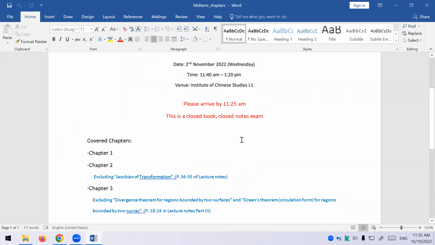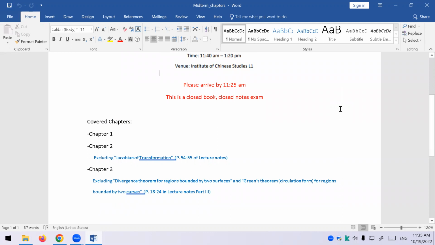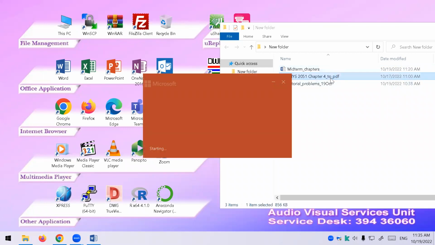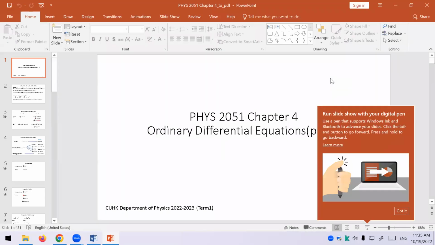Are there any questions about the midterm? Okay, so if not, we'll continue with chapter 4, the ODE. First I will talk a little bit about a method that we will use to solve a specific type of differential equation, and then you'll go work on one tutorial problem. Then after that I will talk more, and then you work on the second one, depending on how much time we have today.